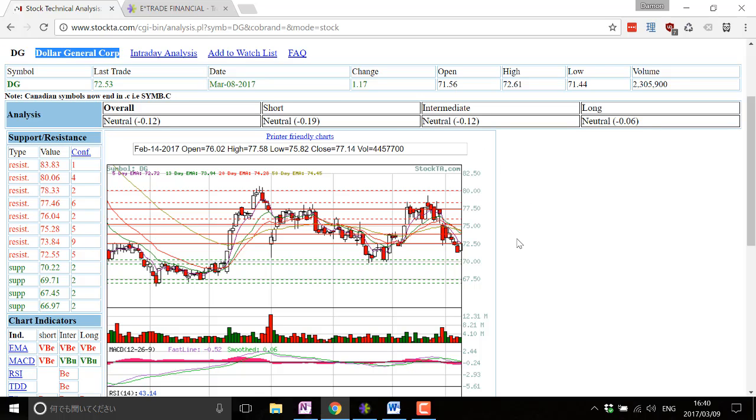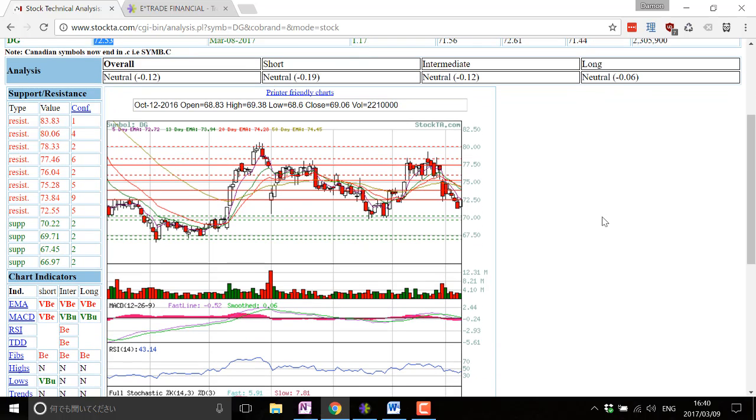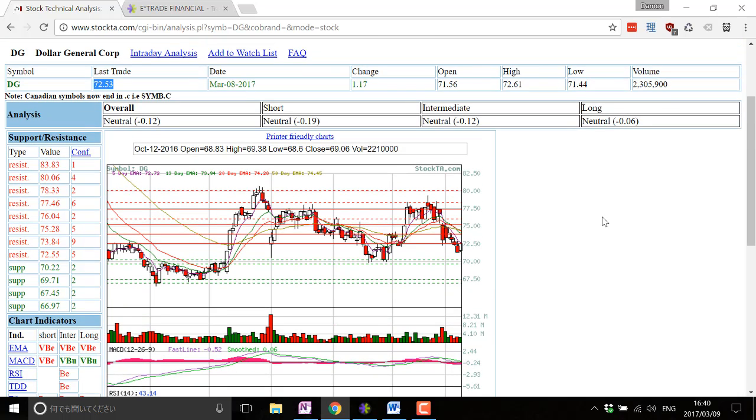Looking at this stock, we see that it's trading at about 72.50. So if we want to buy 100 shares of this, we need to spend $7,250. Now, a lot of people aren't willing to put up that type of capital for a 100 share position in a single stock. So I'm going to show you how to open it for free.